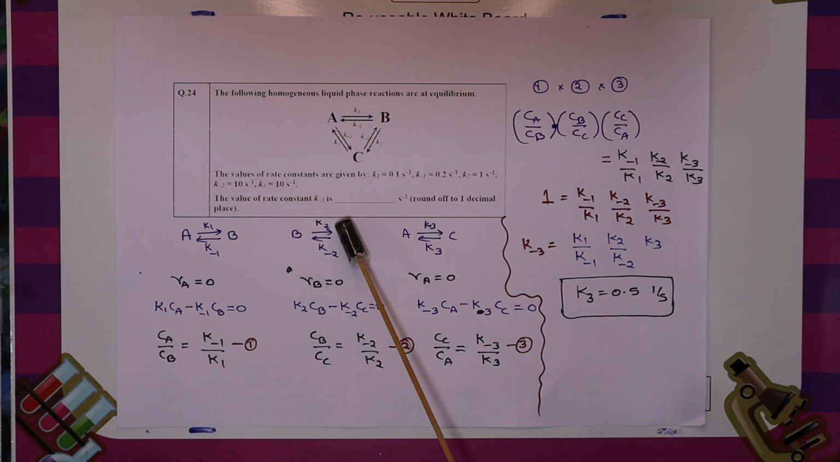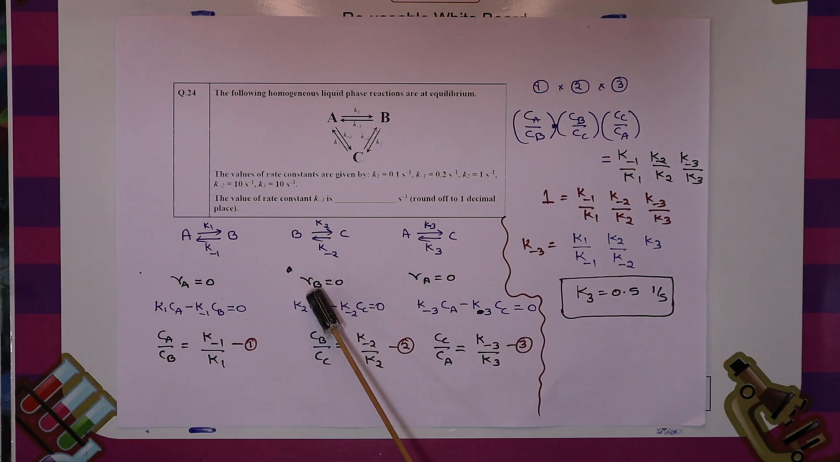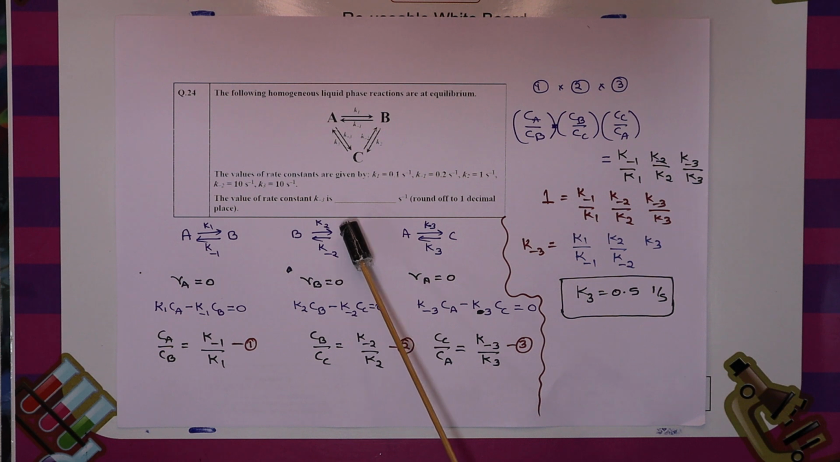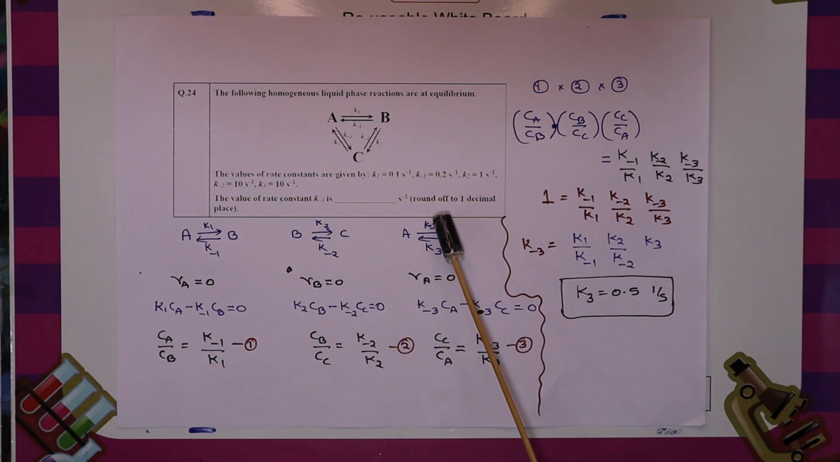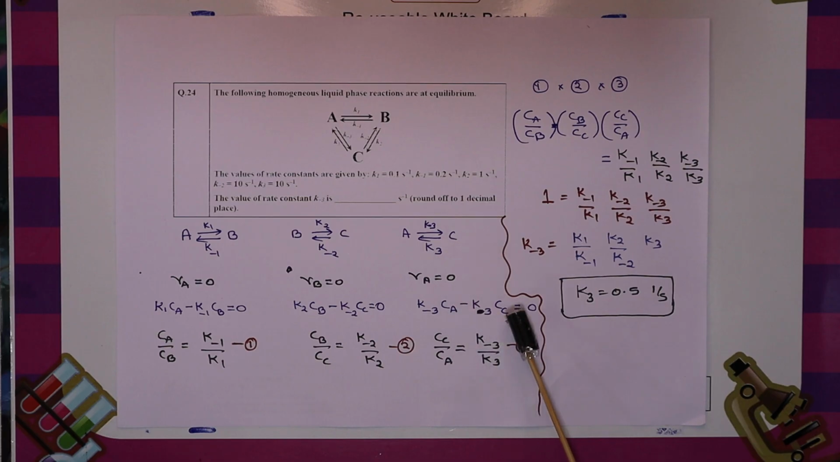Similarly, from the second reaction, Rb equals 0. Therefore, the forward reaction is K2Cb minus K minus 2 Cc equal to 0. Similarly, from the third reaction, K minus 3 into Ca minus K3 into Cc equal to 0. Here you can see the forward reaction is represented as K minus 3 and the backward as K3. From this information, 3 relationships will emerge: 1, 2 and 3.